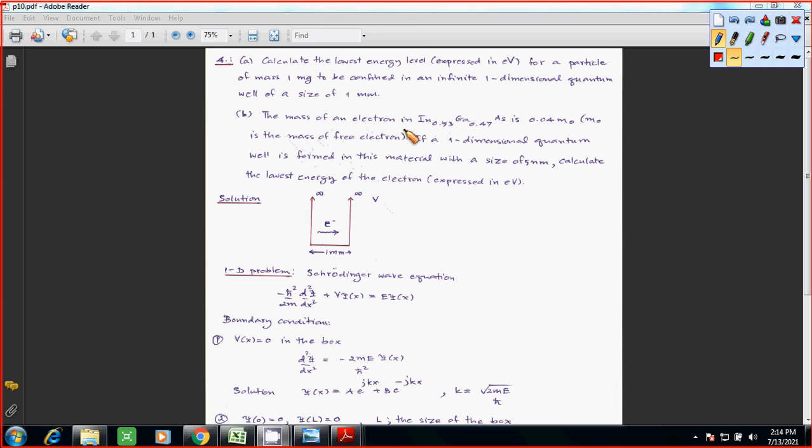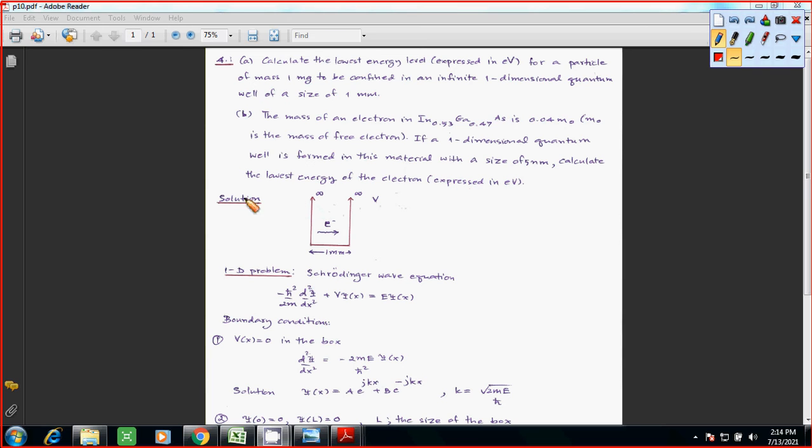B, the mass of an electron in indium 0.53, gallium 0.47, arsenide is 0.04 m0, where m0 is the mass of the free electron. If a one-dimensional quantum well is formed in this material with a size of 5 nanometer, calculate the lowest energy of the electron in eV, not in joule.